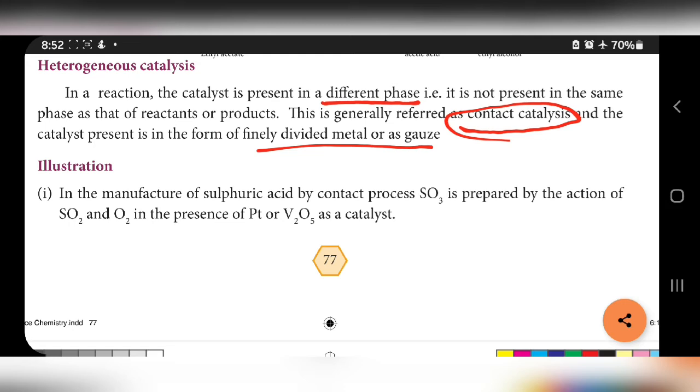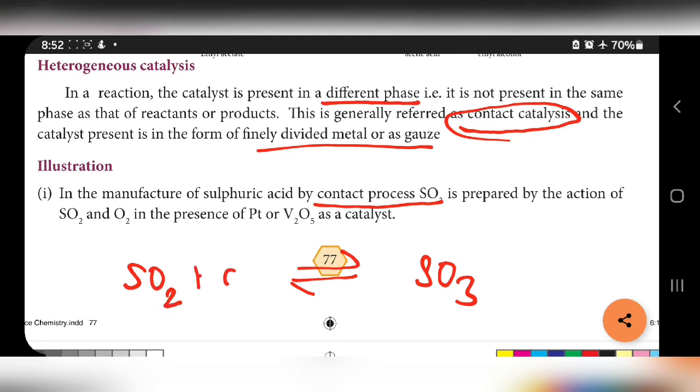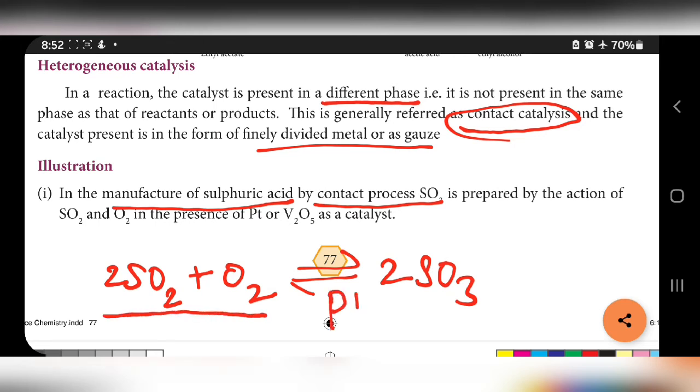Here some illustrations are also given. Manufacture of sulfuric acid by the contact process. The contact process means manufacture of sulfur trioxide, SO3, obtained from the reaction of SO2 and O2. 2SO2 plus O2 gives 2SO3. This is called the contact process, and this reaction is used in the manufacture of sulfuric acid. SO3 is prepared by the action of SO2 and O2 in the presence of a catalyst, platinum or vanadium pentoxide.